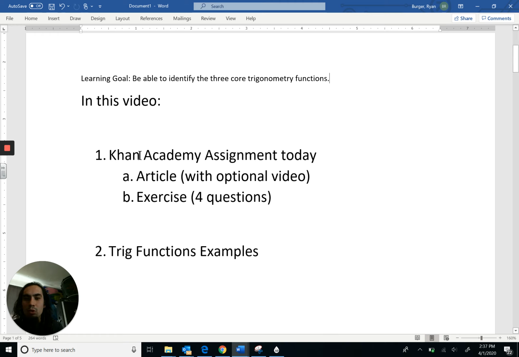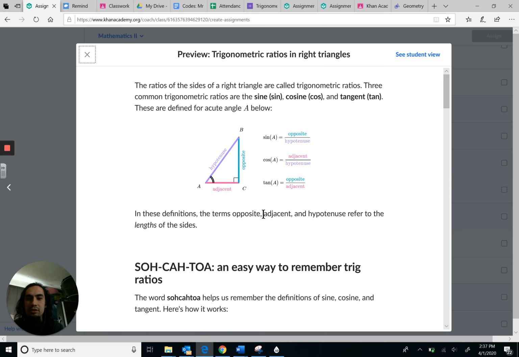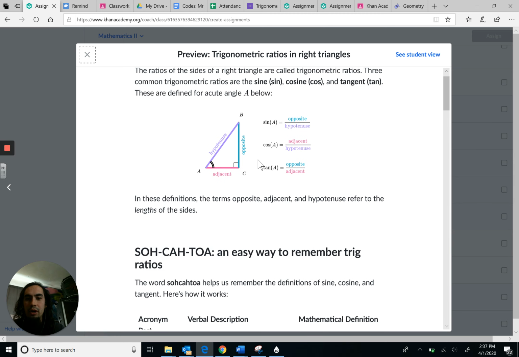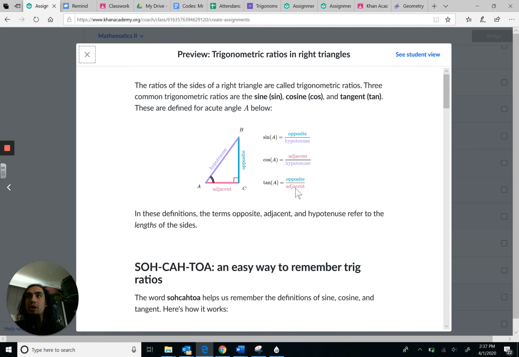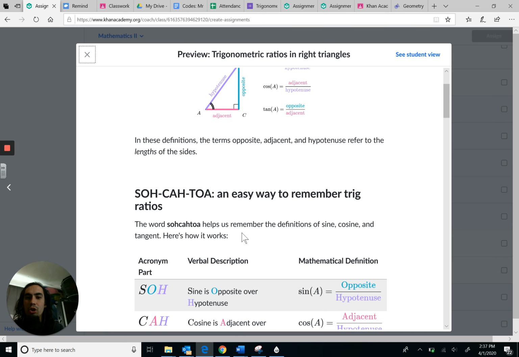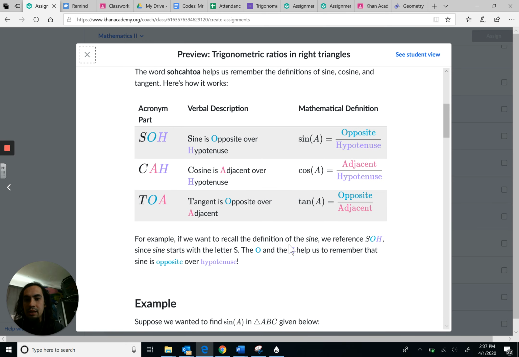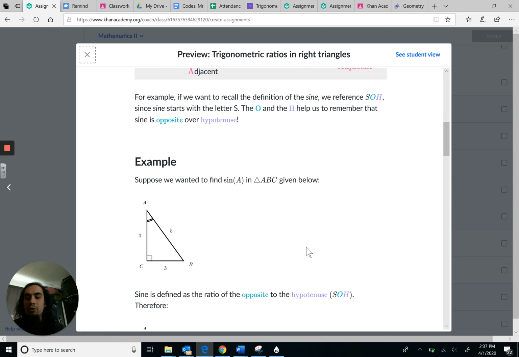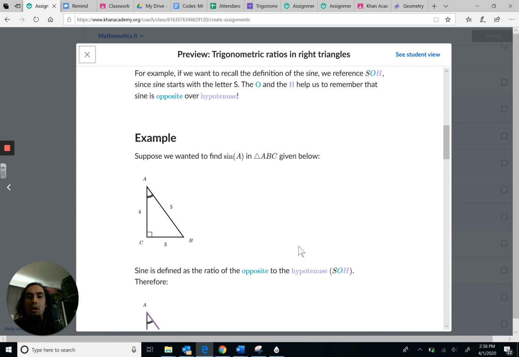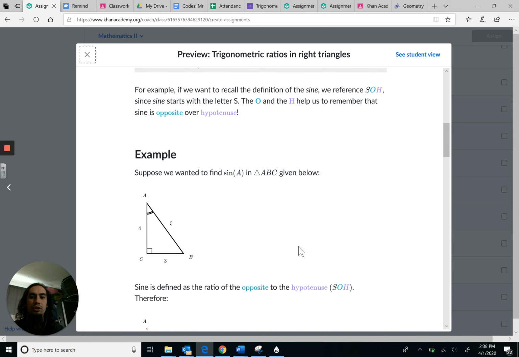So let's see what the Khan Academy assignment is today. There's two things. There's an article and there's an exercise. This is the article that you're assigned. So simply, I just want you to look through and read it. Some of this is a review from what I gave you on Tuesday. For instance, all of these trig functions you should already be familiar with. We already talked a little bit about SOHCAHTOA, the mnemonic to help you remember the trig ratios. You can read through that and take notes if you like, but I will not be collecting notes like I did on Tuesday. So today, just read it for your own information.